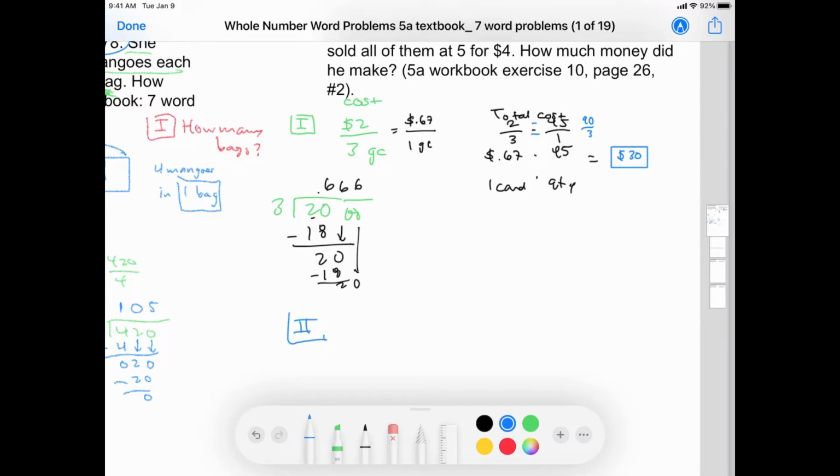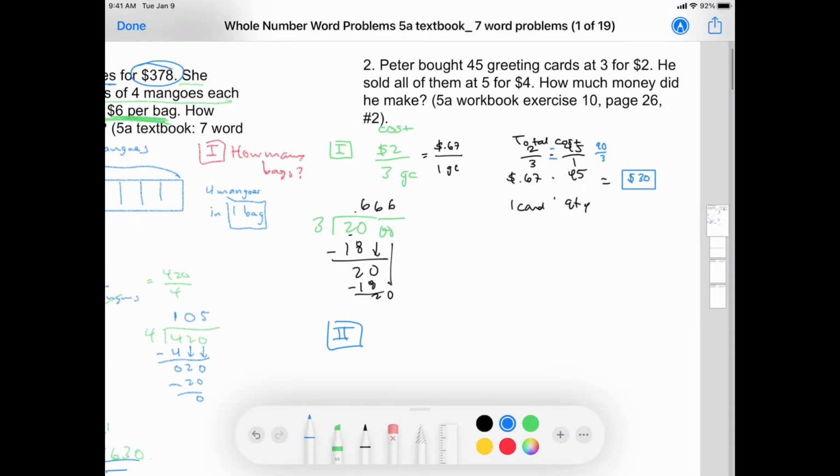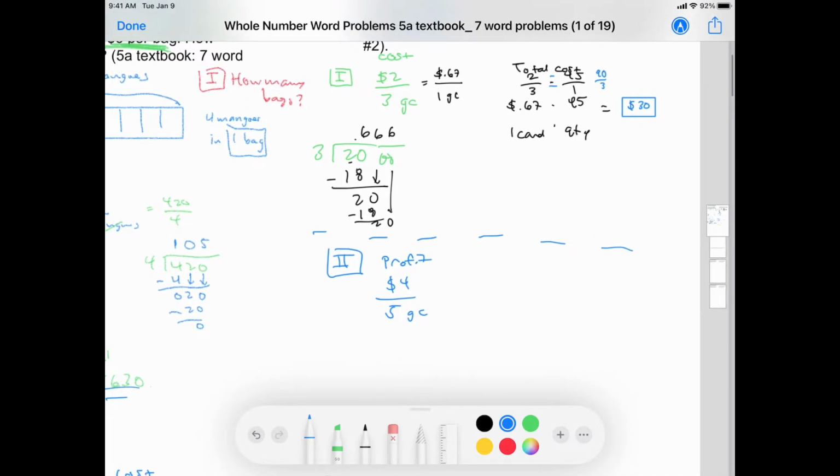Okay, so now let's focus on him selling them. He sold all of them, so all 45 cards at 5 cards for $4. Okay, so his profit is $4 for 5 cards. And I kind of want to know how much he is selling them for 1 unit, one greeting card. I'll call this just X.